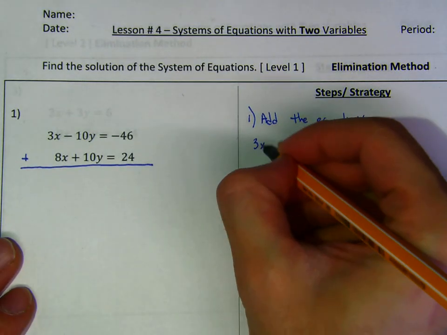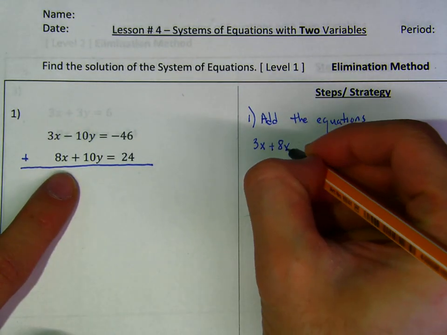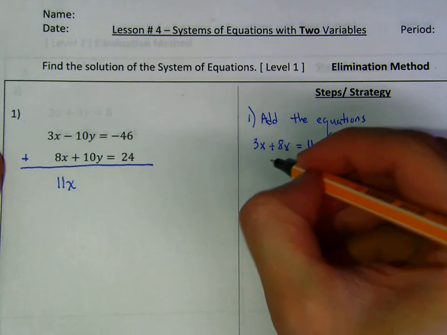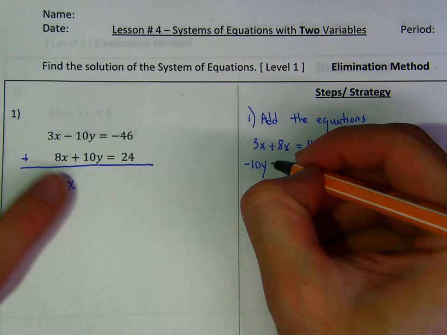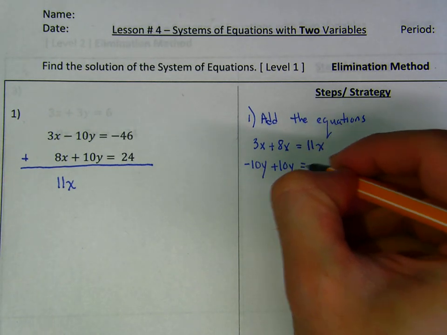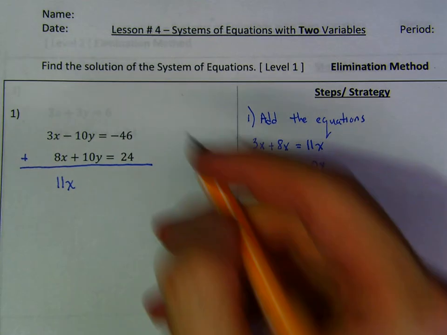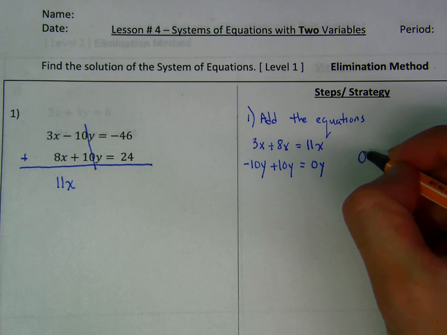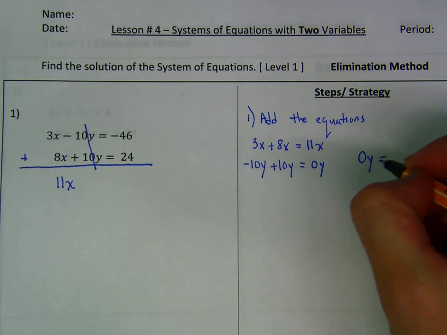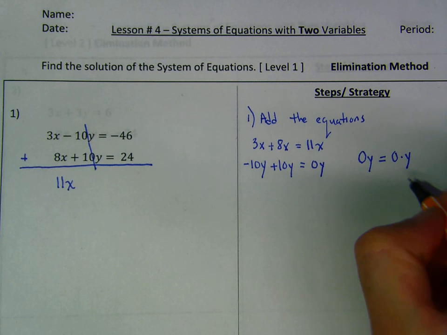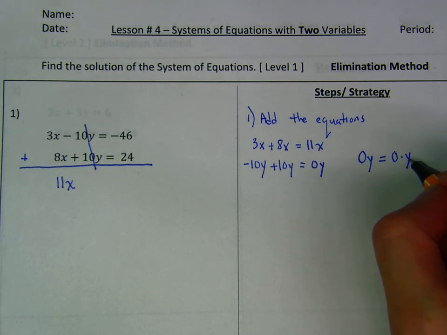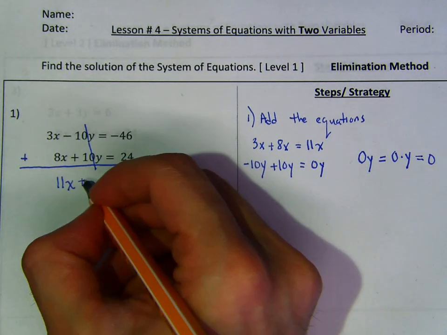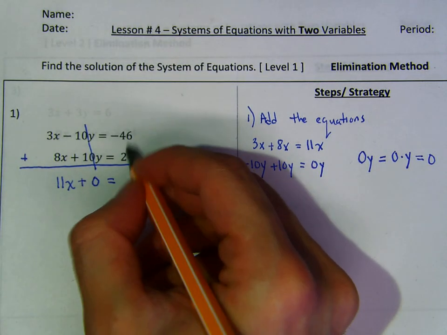3x plus 8x, that's going to be 11x. So this is 11x. What is negative 10y plus 10y? That is 0y. Or you could just say that this cancels, right? And then why is that? Because what is 0y? 0y is the same as 0 times y. What is 0 times anything? 0. So technically there's a 0 here. So I could say like 11x plus 0 equals, well, let's see what's here.